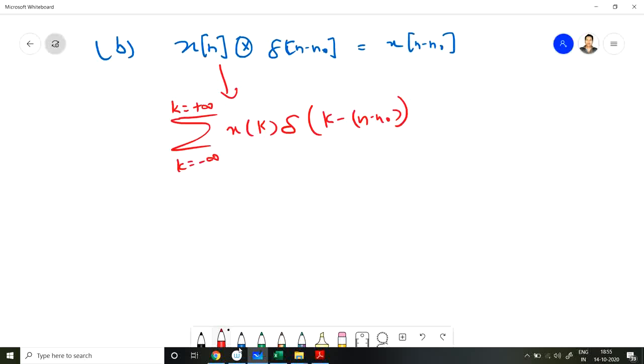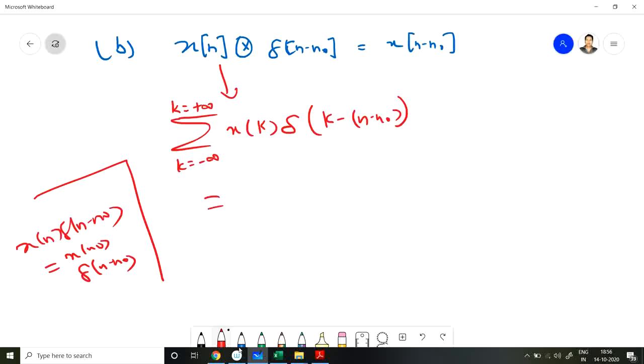So that is equal to, if we again apply the property, that x[n] multiplied by δ[n − n0] is x[n0] δ[n − n0]. If we again apply that property, then it is equal to x[n − n0]. Let us solve the third property.